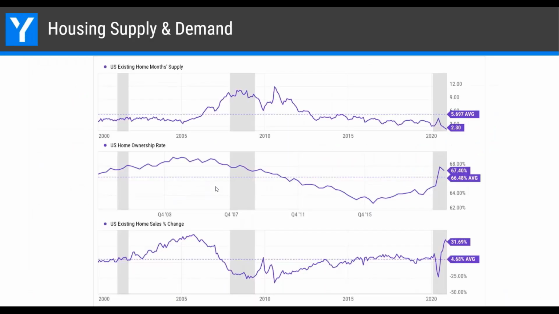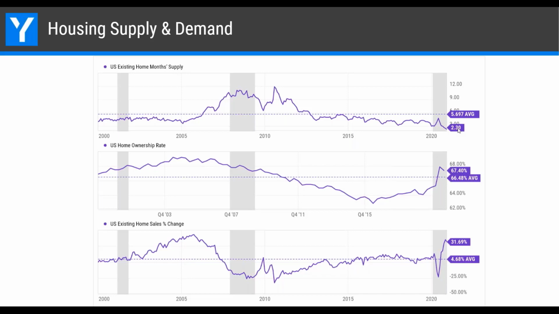In the next slide, we see what that demand for housing has done to the supply. Looking at my top chart here, the US existing home month supply is well below its long-term average over the past 20 years. But as the data from the previous slides show, housing starts and permits are up this past quarter, following a general rise. So we should hopefully see that supply trend up to meet its demand.